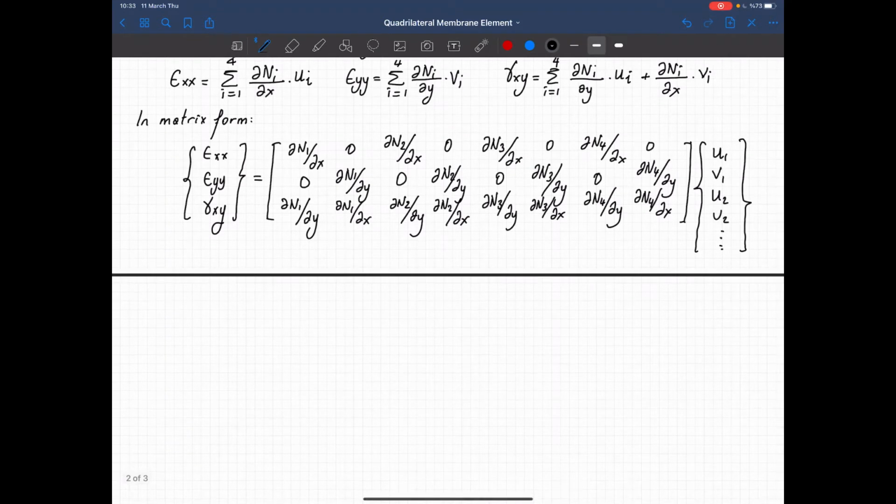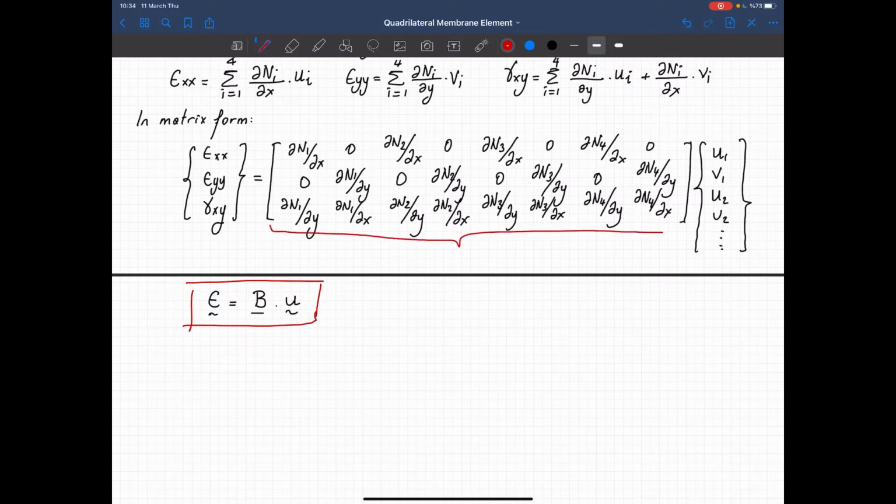And I can write this relationship as follows. The strains are equal to the strain-displacement relationship B multiplied by the nodal displacements. So this will be our B matrix.